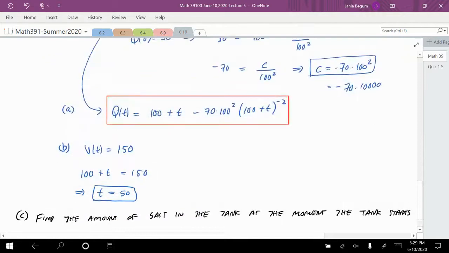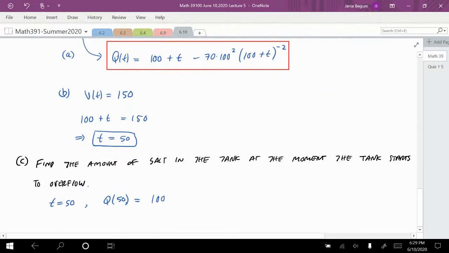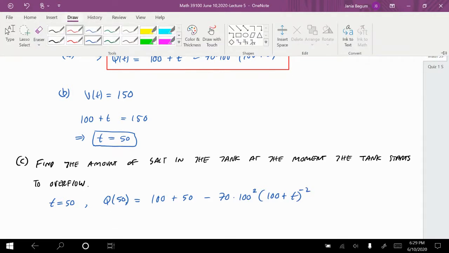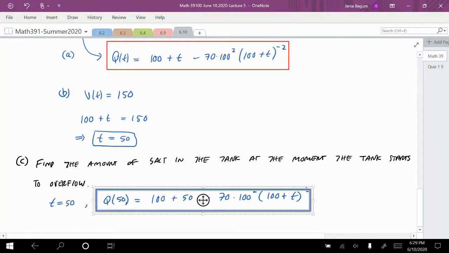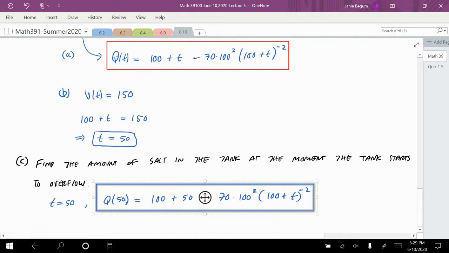And we know the model, that's right here, part A. So that will be 100 plus 50 minus 70 times 100 squared times 100 plus t to the negative 2. If you plug this in a calculator, you'll get the amount of salt when it starts to overflow. But for our course, this is good enough because you're not allowed to use a calculator, so you'll leave it in a setup form. You don't have to get an actual value. But for web work, I think you have to get an actual value, so you can use your calculator for web work.